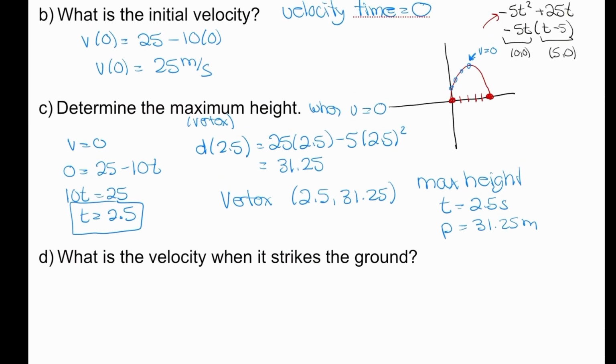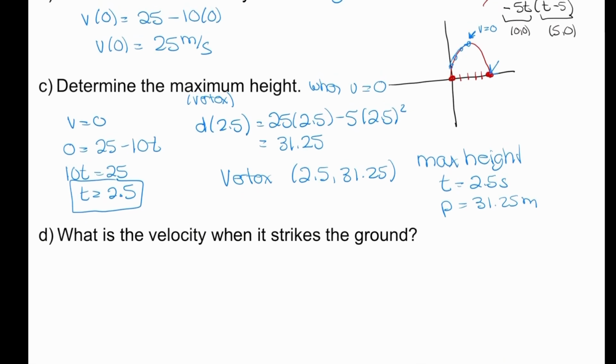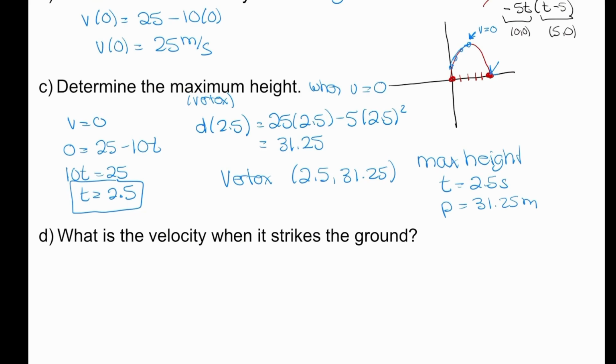So now we've talked about what's happening as it comes up to the top. Now we want to know what's happening right here. So we know that it hits the ground when t equals 5. So it hits the ground when time is equal to 5 seconds. So we're going to sub 5 into the velocity function.